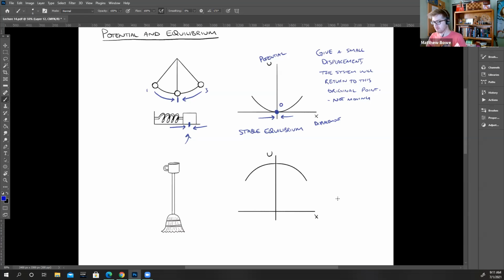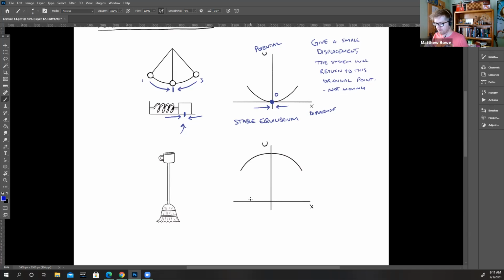I have the sort of graph of the energy right next to it. So if I give this system, this coffee cup on a broom, just sitting in the middle of your bedroom, just the slightest displacement in one direction or another, will it return to this original point? No. So this is going to be this point right here. And if I give it the slightest push, it's not going to return to this position. It's going to speed up as it moves outward, falling over, spilling coffee all over your floor.